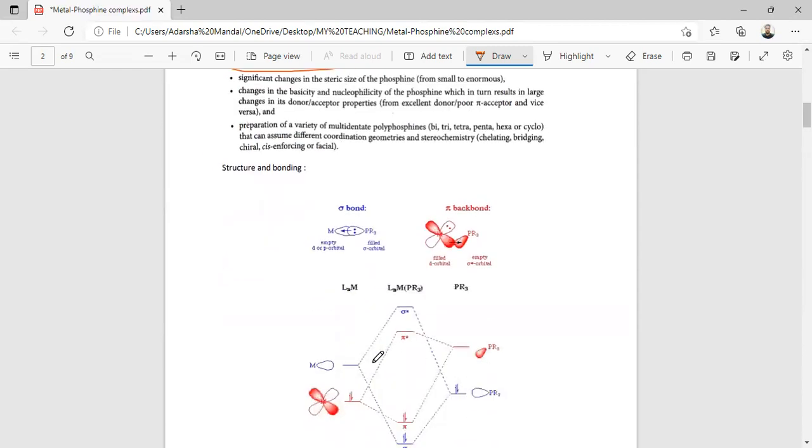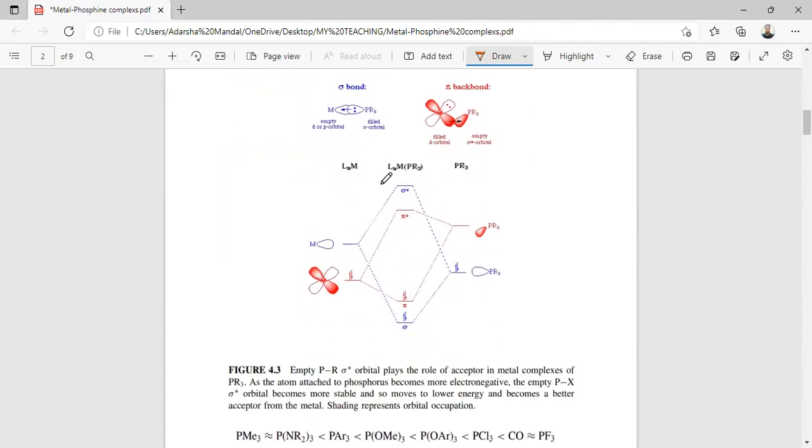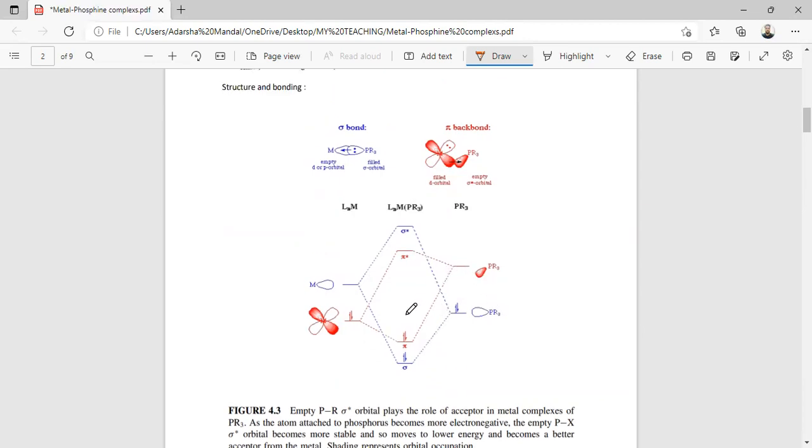Before going to the phosphine ligand, we should know the structure and bonding of the phosphine ligand. So this is the MO diagram of the phosphine ligand, where the lone pair from phosphorus is donated to the empty d orbital of the metal center, and here they can also accept electron density from the filled d orbital into the sigma star orbital of PR3.